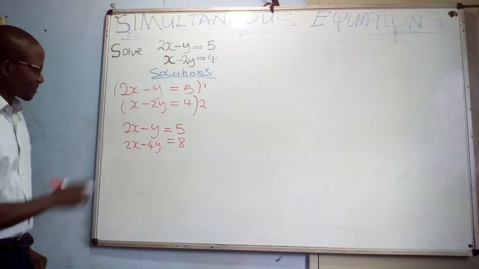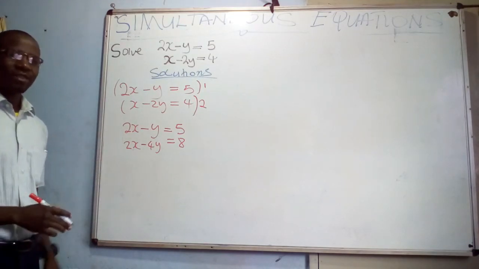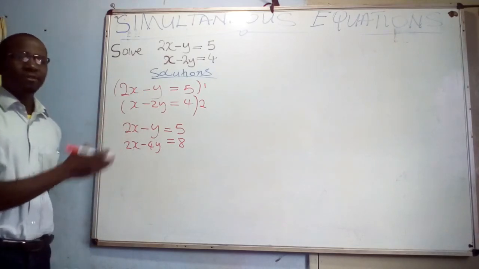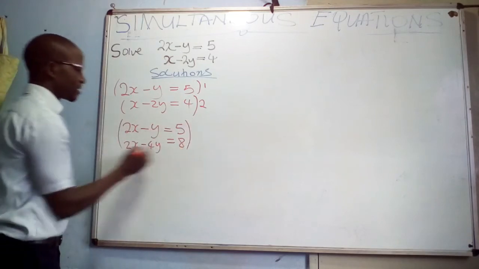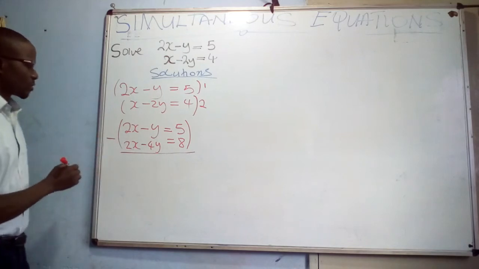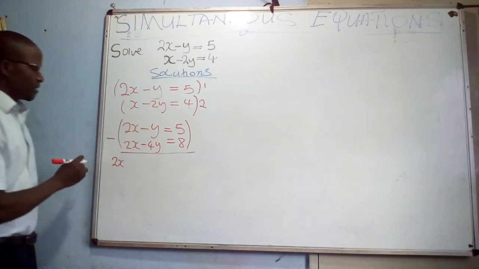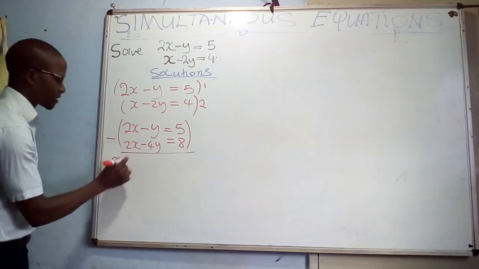So since these two are positives, if we add them, they will not eliminate. If we subtract them, they will eliminate. Hence, what we do is subtract the second equation from the first. So we are saying 2x minus 2x.